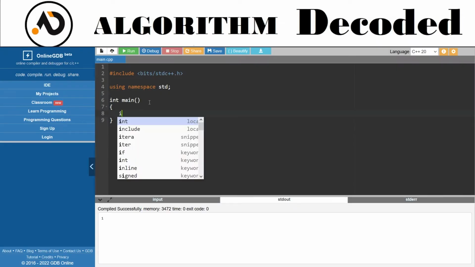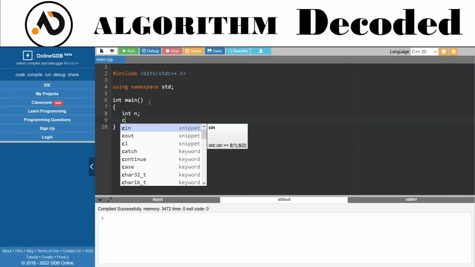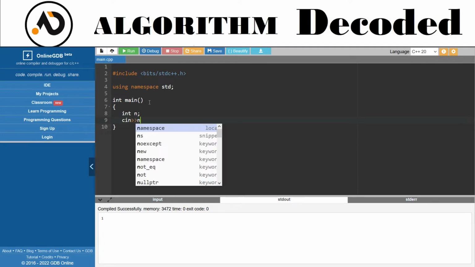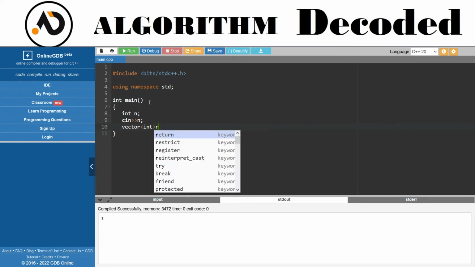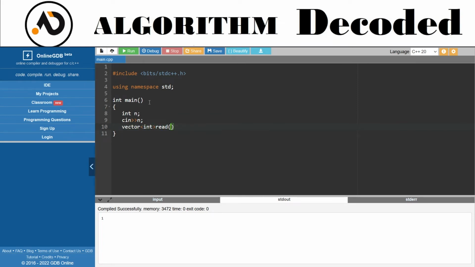Problem and take n for all the number of pages the book got. Create a vector of read with 7 days, right? Take all the inputs.